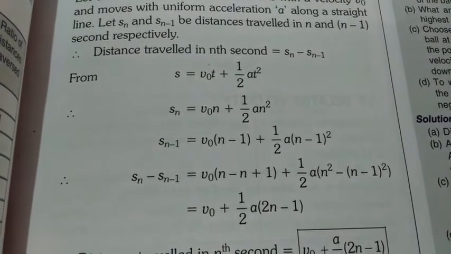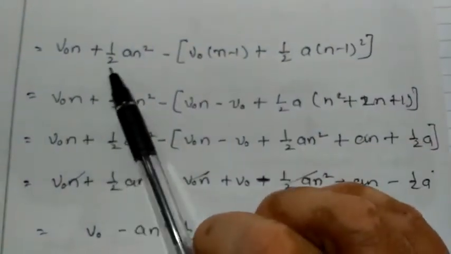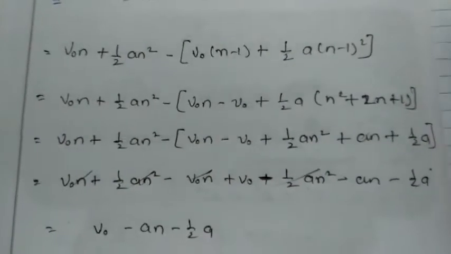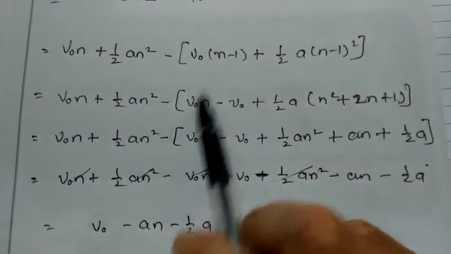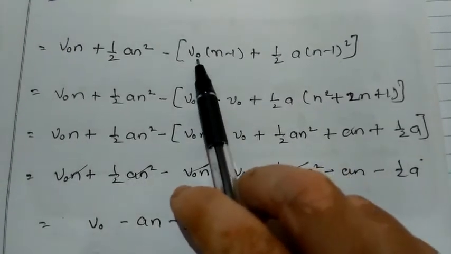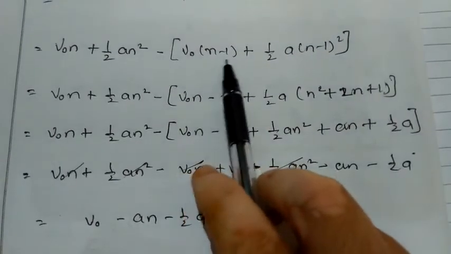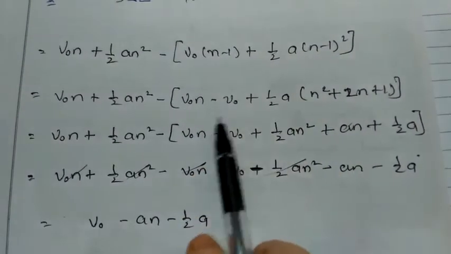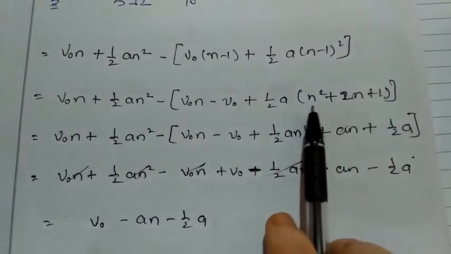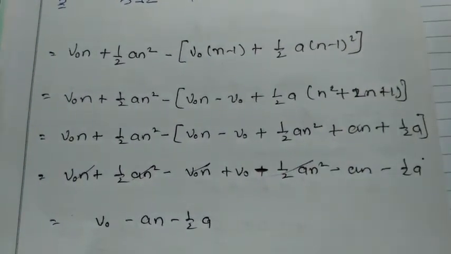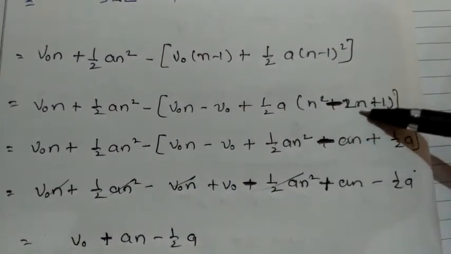Now let me explain how we will get this equation. Here you can see this is the value of Sn and this is the value of Sn minus 1. Here we have first opened the bracket. v0 is multiplied with n, so v0n, minus v0 is multiplied with 1. Then here n minus 1 whole square is there, so we have first opened the bracket. By opening this bracket, we get n square minus 2n plus 1.